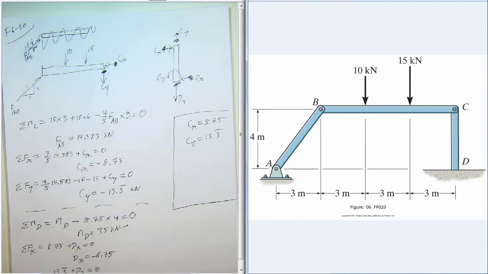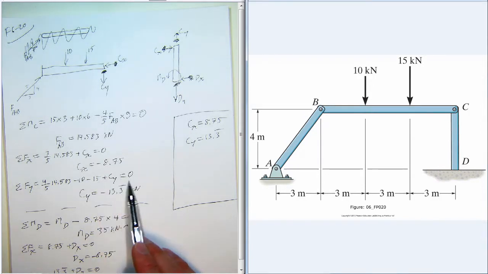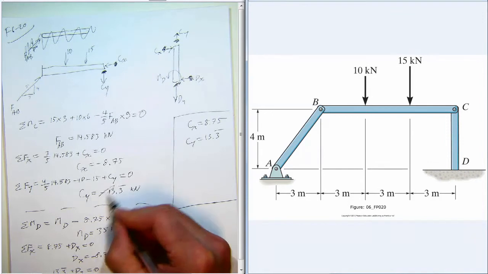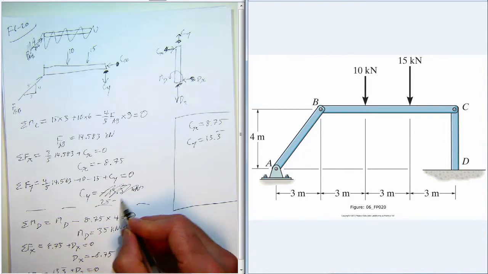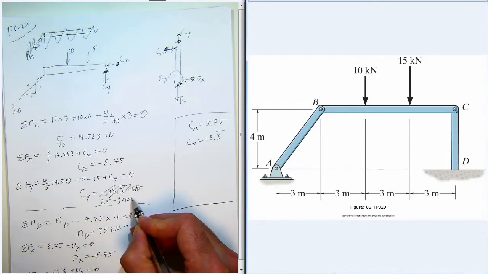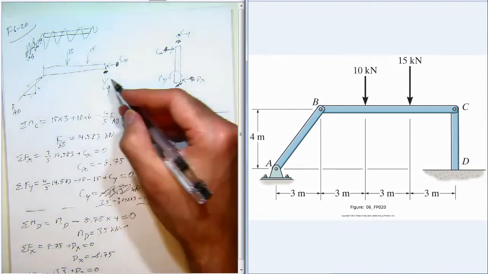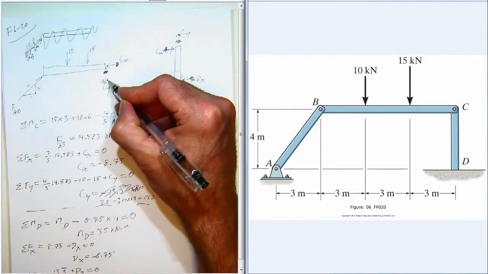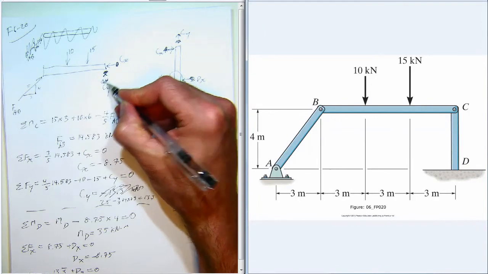Well, I see looking back now that I made a mistake. Cy is going to be a positive value. Cy is 25 minus 4/5 of 14.583. So that's positive 13.3. So Cy acting on BC actually does go up. That's okay.